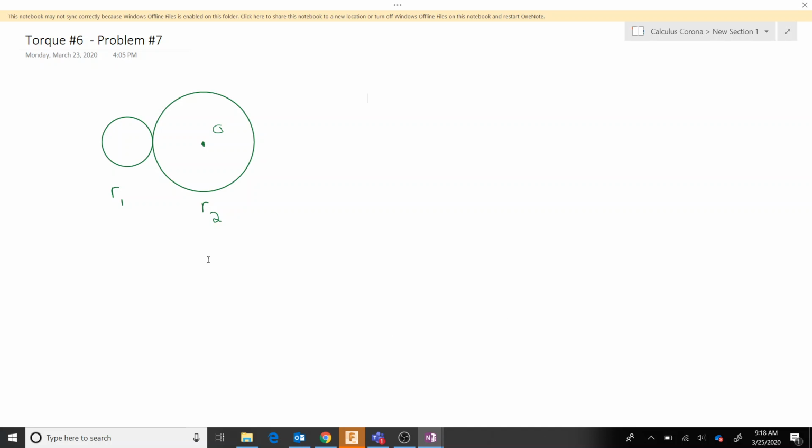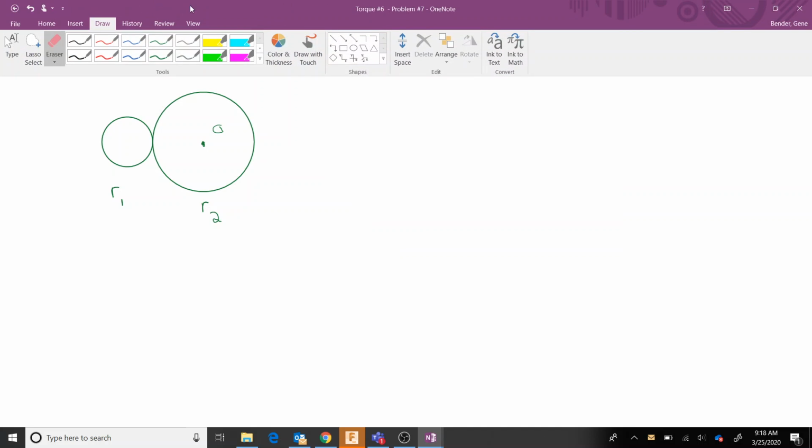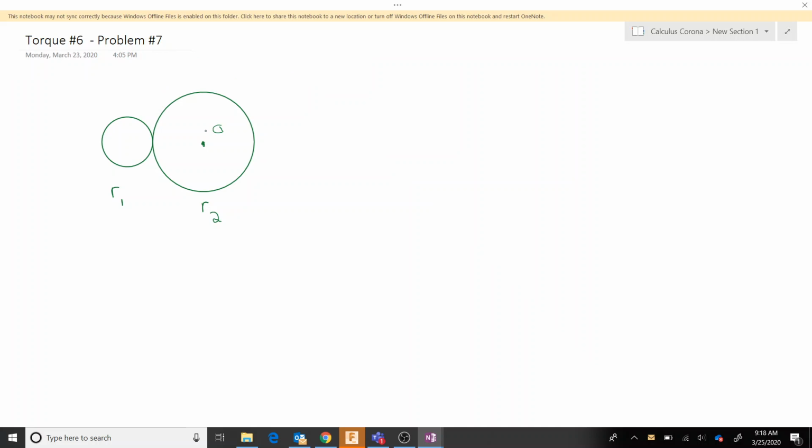Basically, I'm going to have the two disks here. I'm going to call the smaller disk R1, and I'm going to say that disk 2 has a radius of R2. And again, what we're trying to do here is find the moment of inertia around point O. This right here is our axis of rotation.